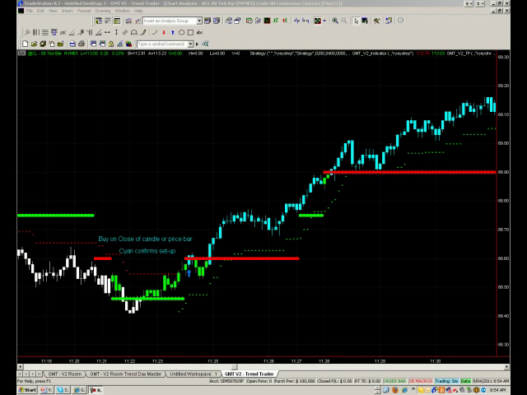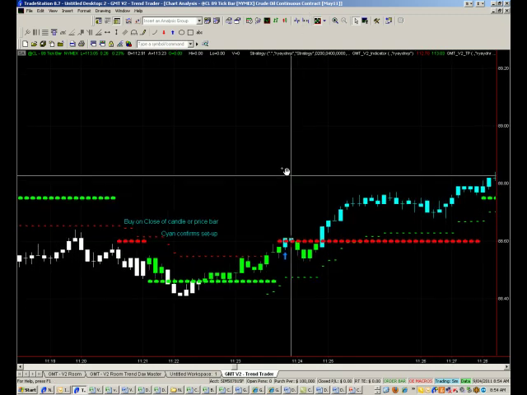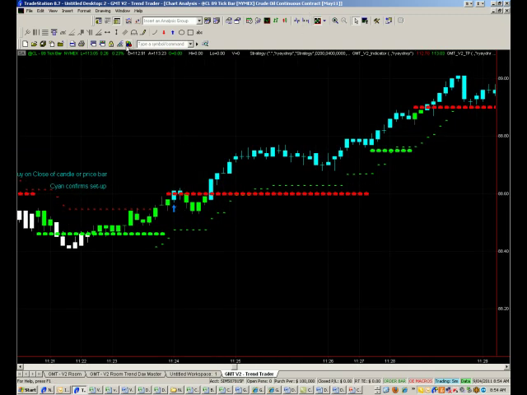Remember that our requirement for a buy setup is that we need to see a buy on the close of a candle or price bar above resistance. So this red line here is our resistance line. We need to see price close above that, and you'll see that first candle there. I've marked it up. I'll just widen this out a little bit. That confirms there's actually a close above that resistance level.